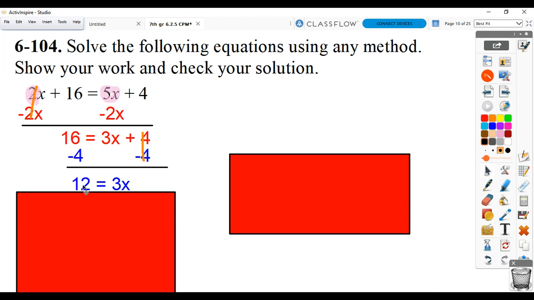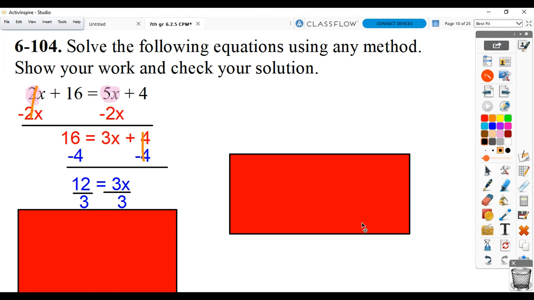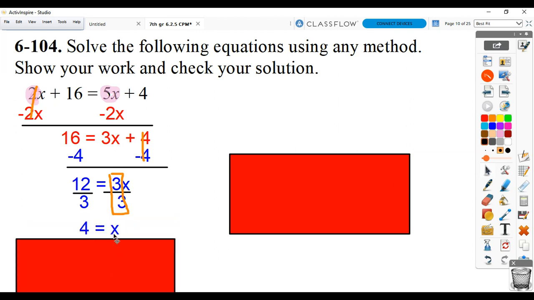And here we're at a stage where we know the value of 3x, but we want the value of just 1x or x. So we're going to divide both sides by 3. This creates a giant 1. So 12 divided by 3 gives us 4. So 4 equals x, or x equals 4.